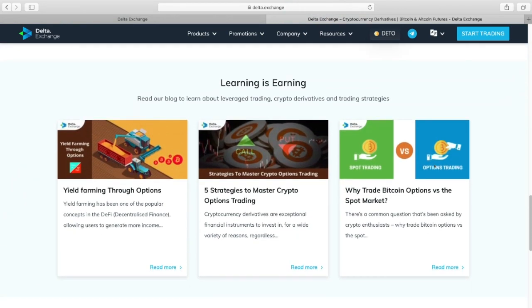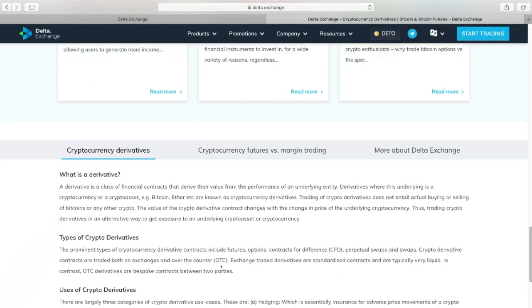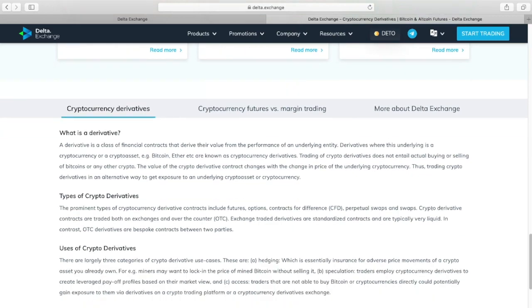Also, learning is earning. It's a very good way to start investing money in the market. You see, you need to learn to earn. We have yield farming and trade options. We have a strategy to master crypto options trading, and why to trade Bitcoin options versus the spot market. This is cryptocurrency derivatives, cryptocurrency futures versus margin trading. Learn more about Delta Exchange.